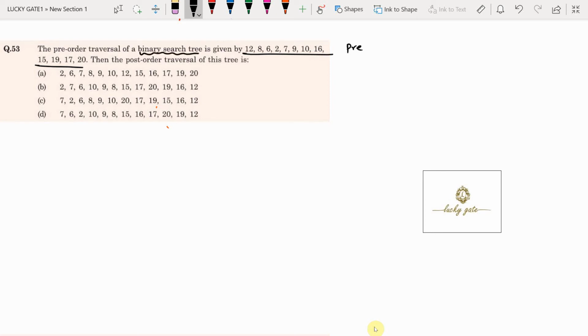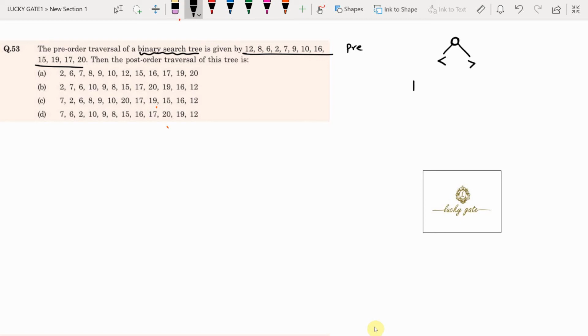You know that the binary search tree has a property that if you consider any node, its left subtree will have lesser values and its right subtree will have greater values. So what I suggest is, based on the pre-order traversal given in the question, you construct a binary search tree. Then you perform a post-order traversal so that you will get the answer.